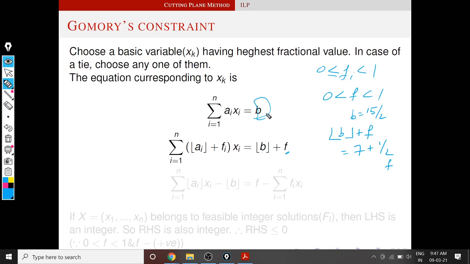So we have to split the given equation like this. Then a simple rearrangement. We rearrange like this: take the b part to the left side and take the sigma fi xi to the right hand side. So the equation is: sigma floor ai xi minus floor b is equal to f minus sigma fi xi. That's all. Okay, so what happened?